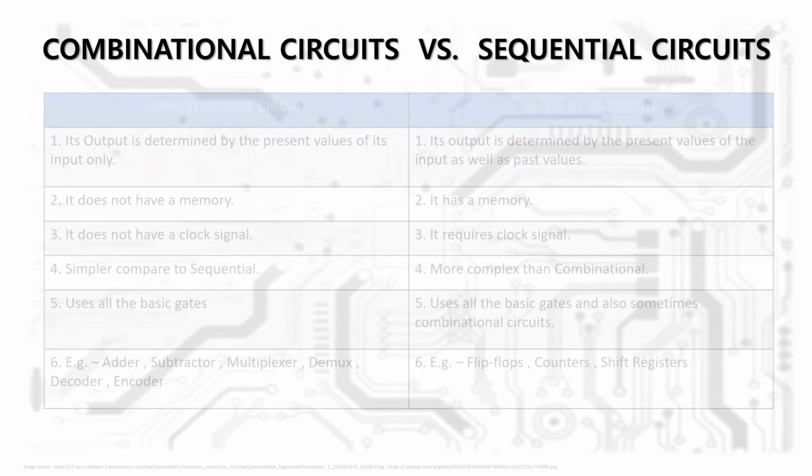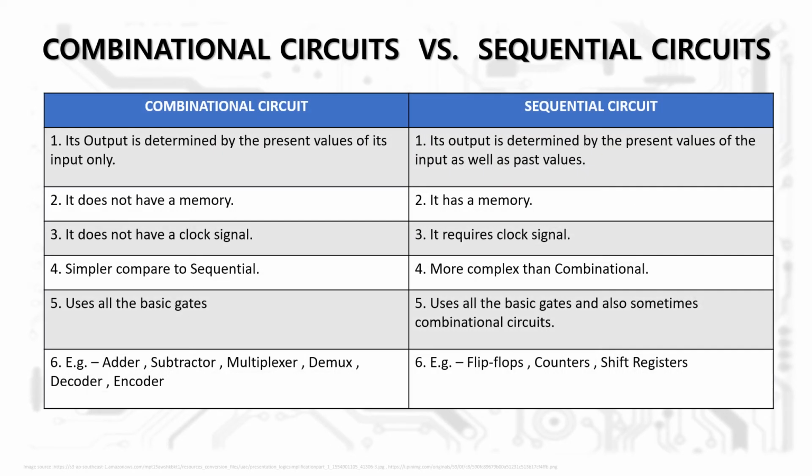Okay, now let's discuss some more points for the combinational circuit and sequential circuits. The very first point says its output is determined by the present value of input. Yes, we know that in a combinational circuit my output is totally dependent on the present value, that is my input. But in a sequential circuit, present value as well as the past values, I mean the output of the previous operation or output of the previous cycle or phase. This is the first point.